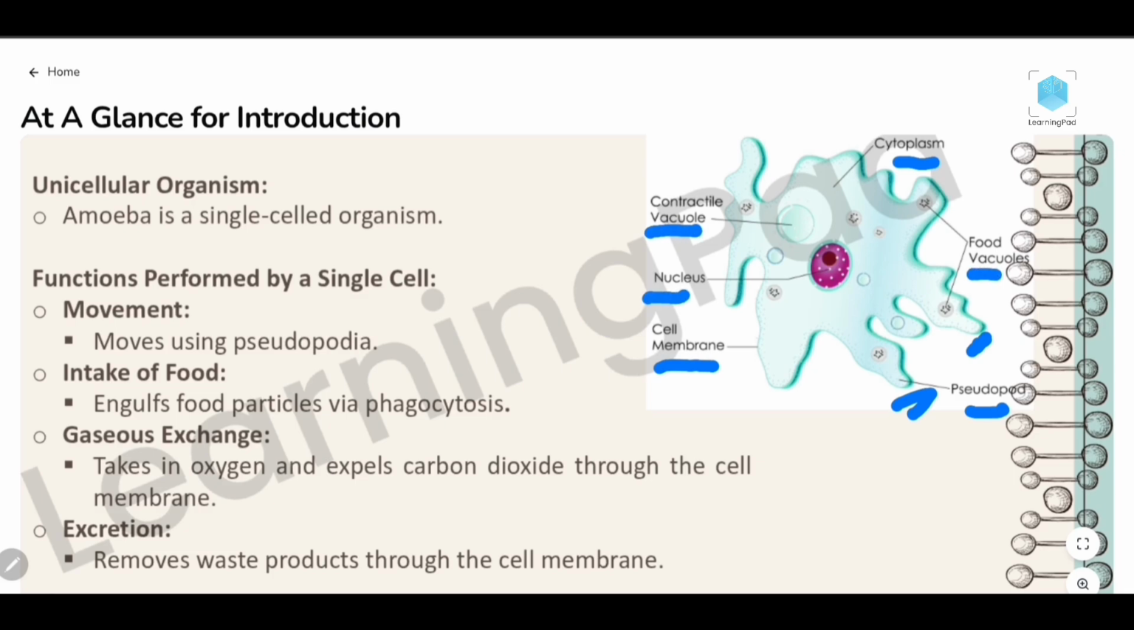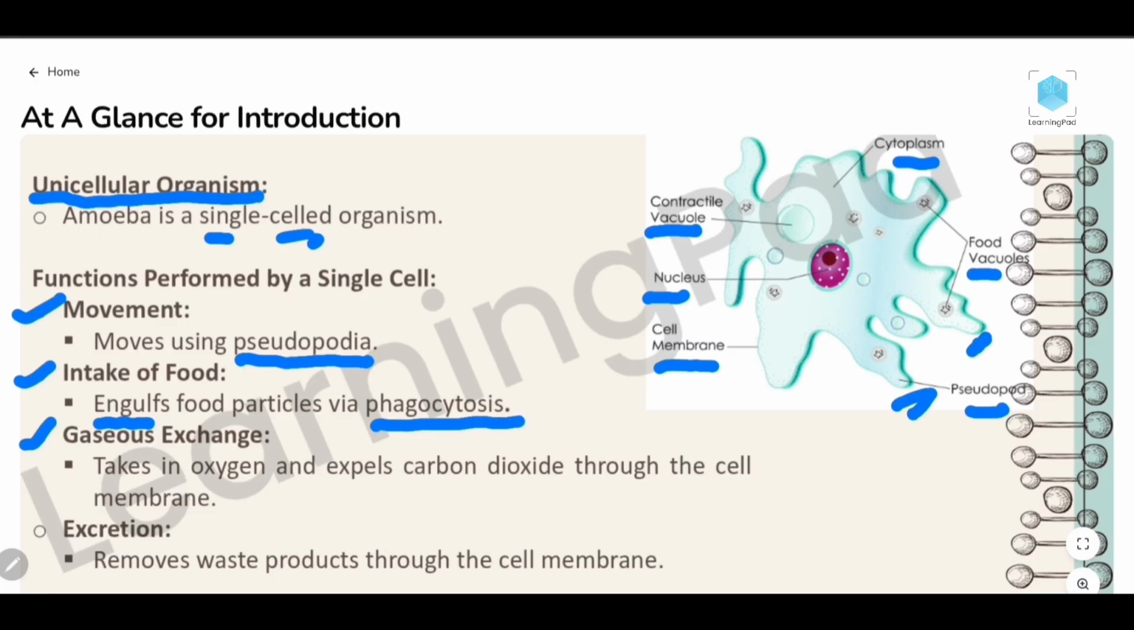Now amoeba is called a unicellular organism because it is made up of a single cell, right? Then what are the functions performed by this single cell? It performs the first function, that is movement. The movement is carried out by pseudopodia. Then how does the food intake occur? Food intake occurs by engulfing the food particles by a process called phagocytosis.